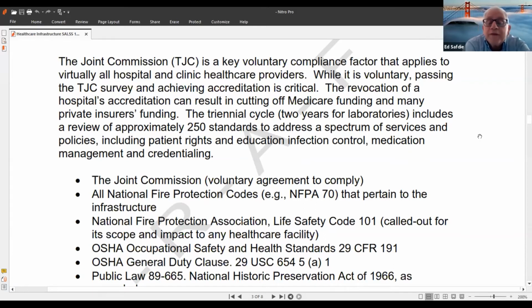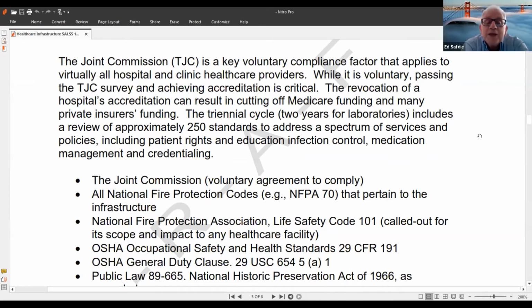And what does one have to do? What does the entity have to do to pass a Joint Commission survey, which occurs unannounced every 2 years? 250 standards across a spectrum of services in the medical center. So one quickly gets the idea of the challenge, and that's just the beginning.